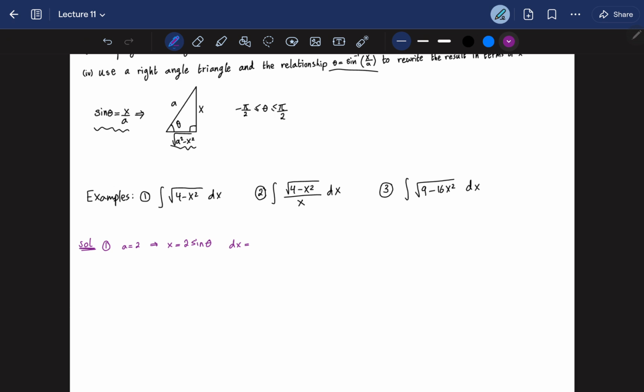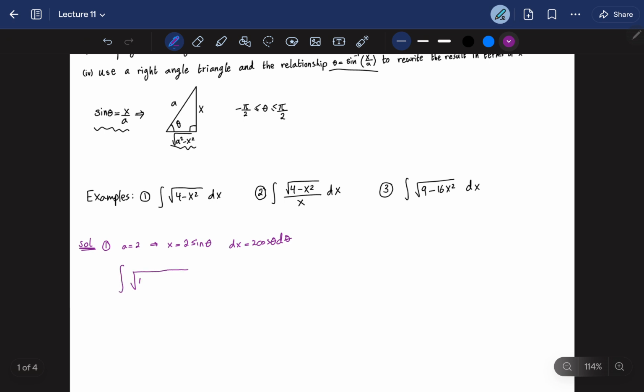So let's start with number 1. I have the square root of 4 minus x squared. If you try any other method, you're not going to be able to integrate it easily. So here we need to use trig sub. Since I have 4 minus x squared, my a is just 2. So I'll take the substitution of 2 sine of theta. So now dx is 2 cosine of theta d theta, and let's plug everything back in.